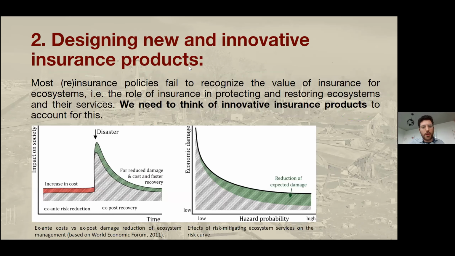As for designing new and innovative insurance products, this is just an example of what we thought could be an innovation, which we already see a little bit in the industry, but it's not yet established, which is basically how to build insurance products that allow protecting and restoring ecosystems and their services. In particular, as it's recognized that ecosystems basically act as a positive action in terms of risk reduction.